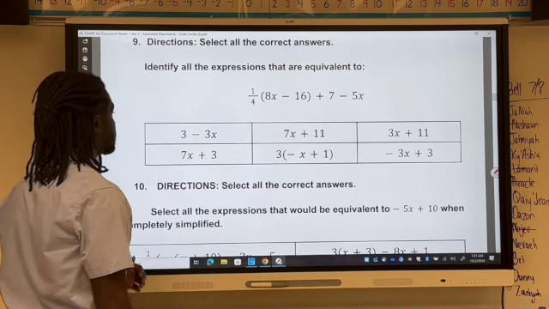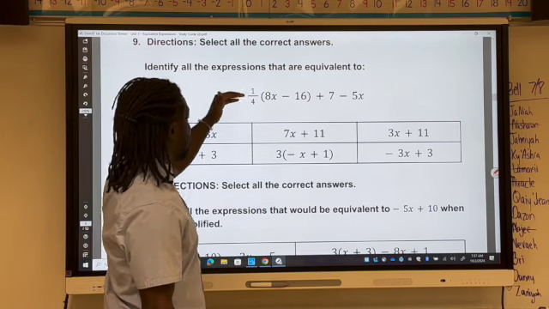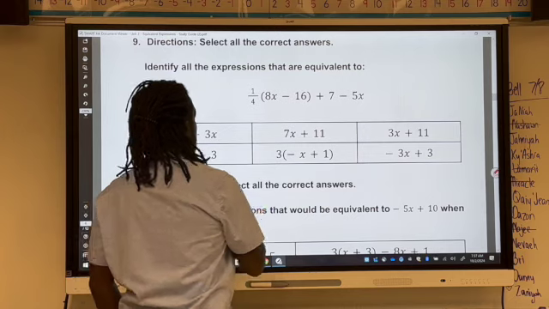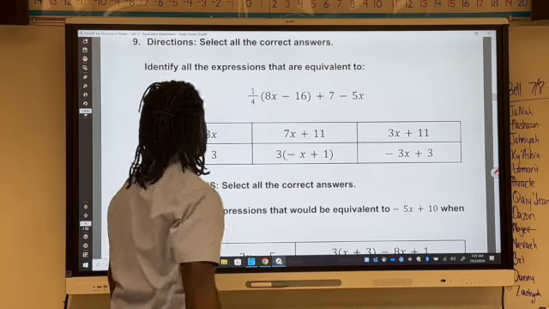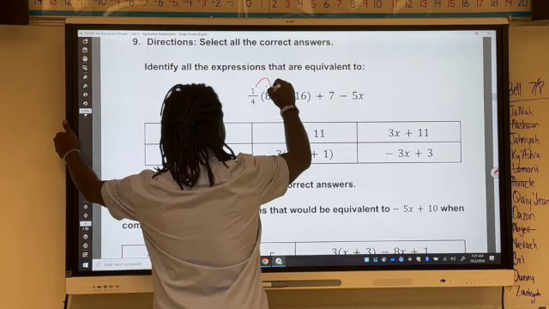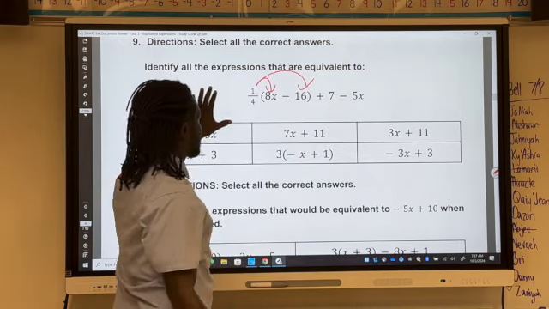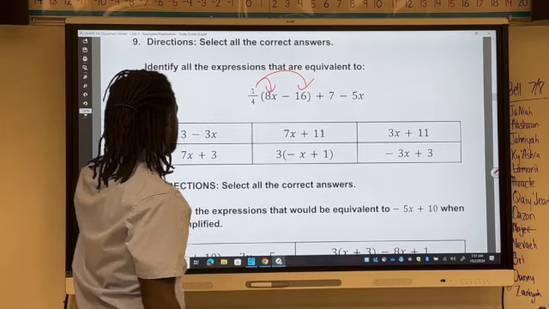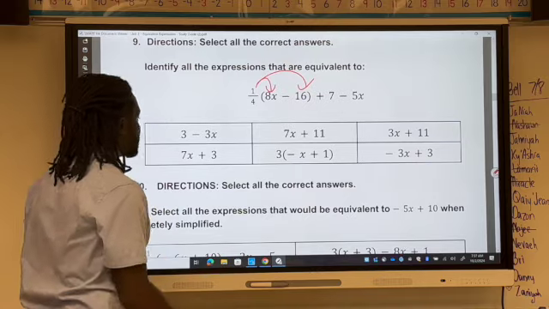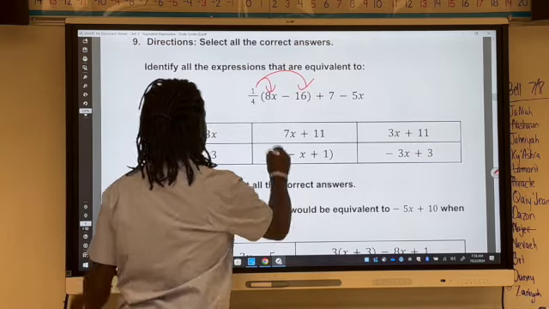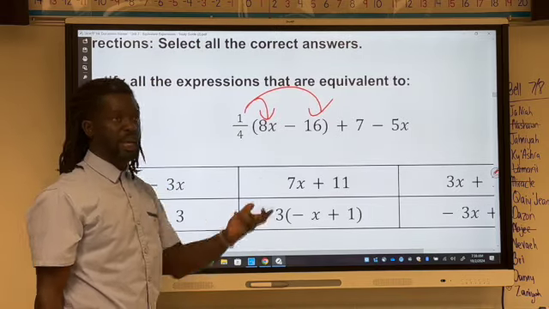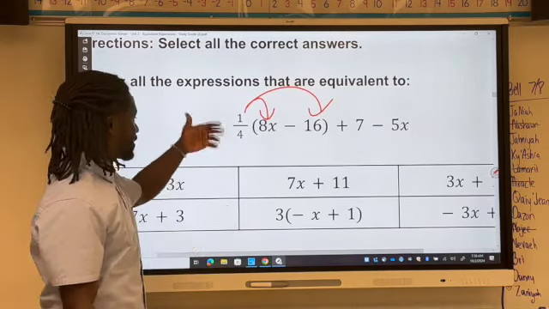For this one, again, guys, you have to figure out what is the equivalent expression. So the first thing I would probably do is start by distributing this, so that I can figure out what this expression is, and then see which ones are like that. Once I distribute this, I am distributing the fraction, which I'm still going to treat as if it was a whole number.